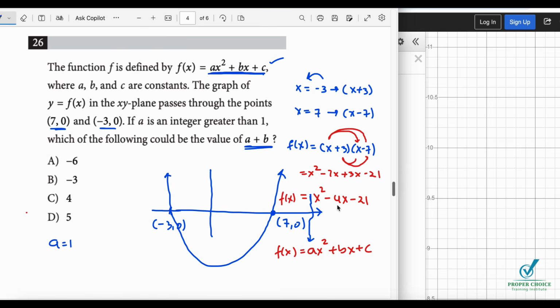What is the value of b? b is the coefficient of x, which is going to be negative 4. So b equals negative 4. The c value is negative 21. c is going to be negative 21, but we don't need it.